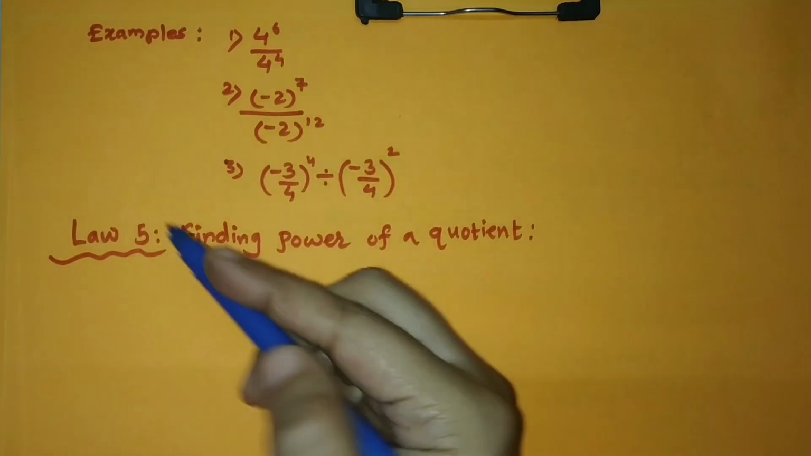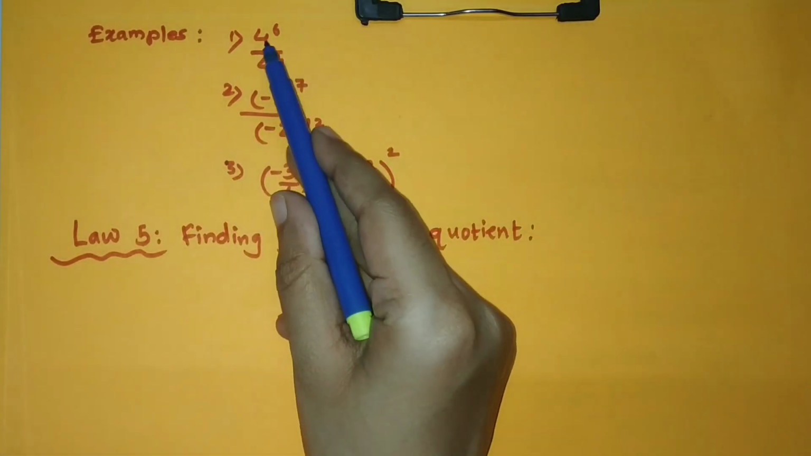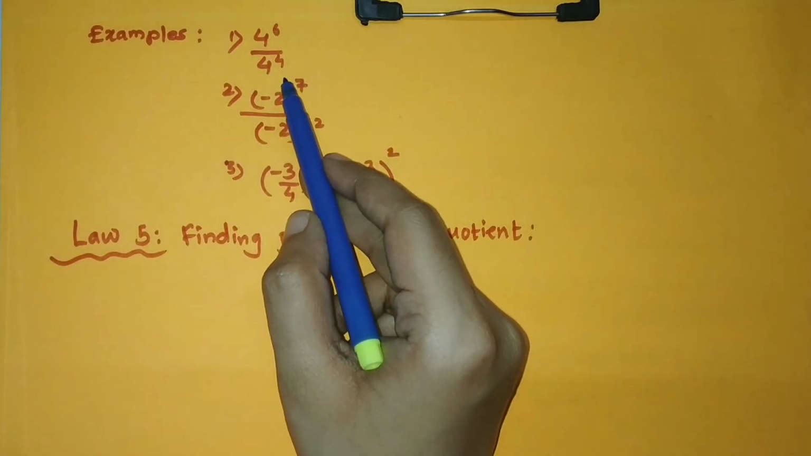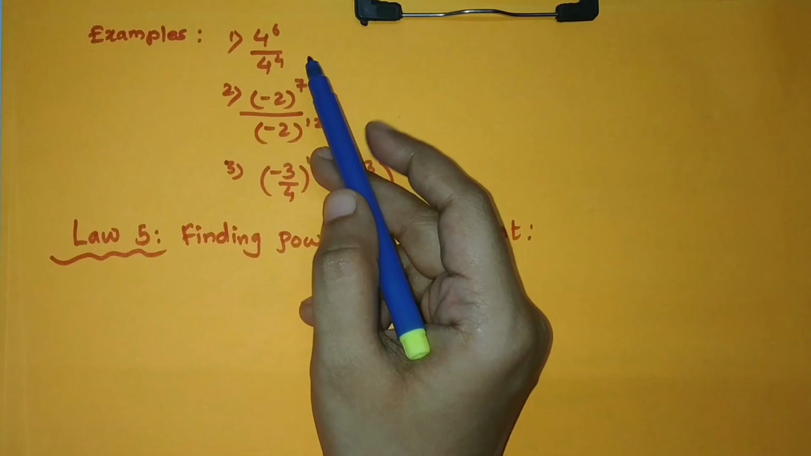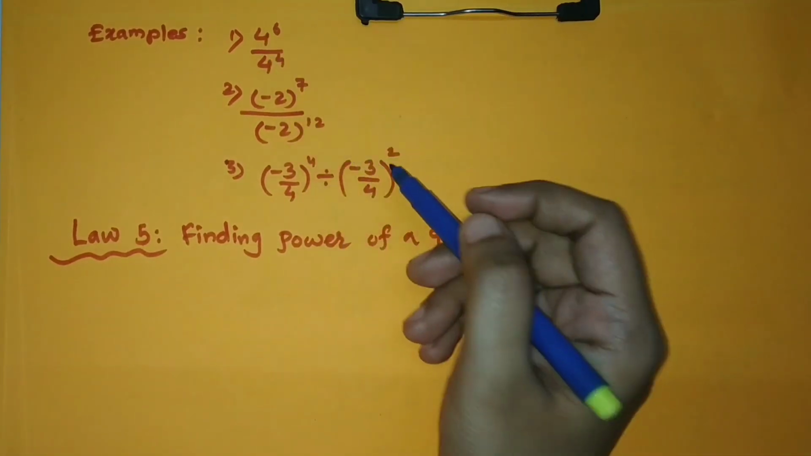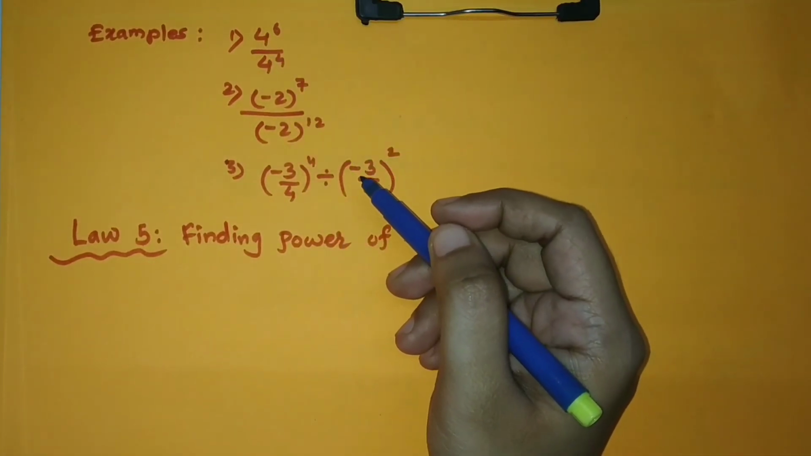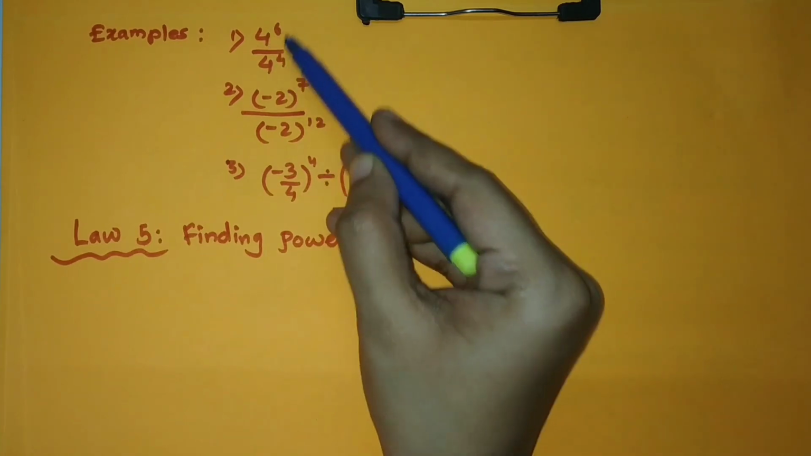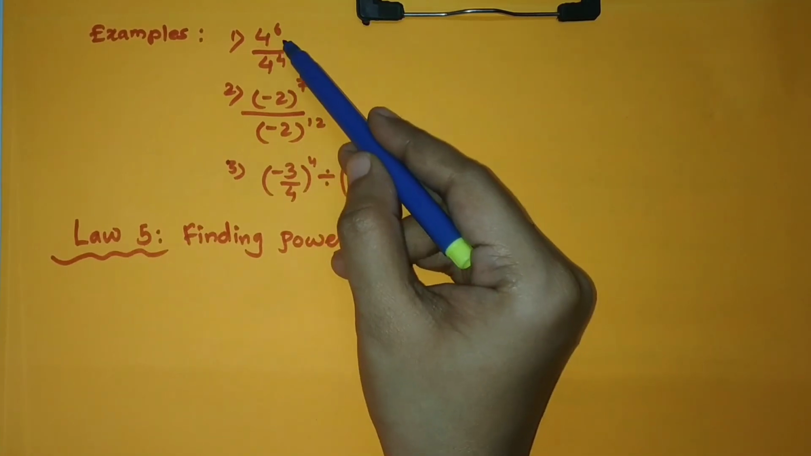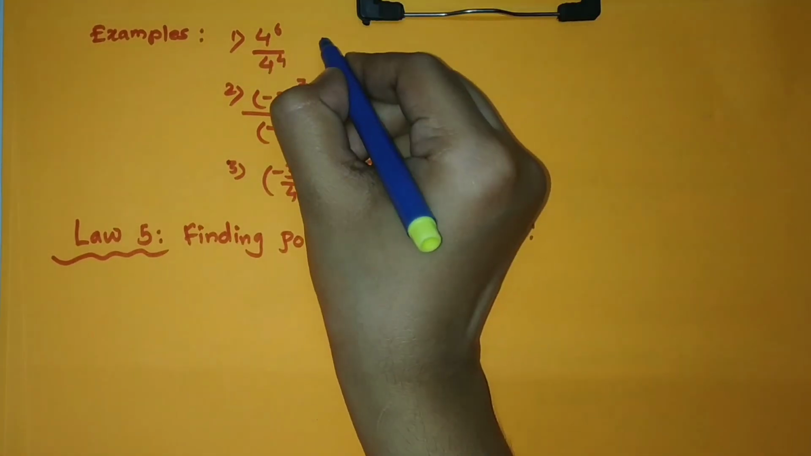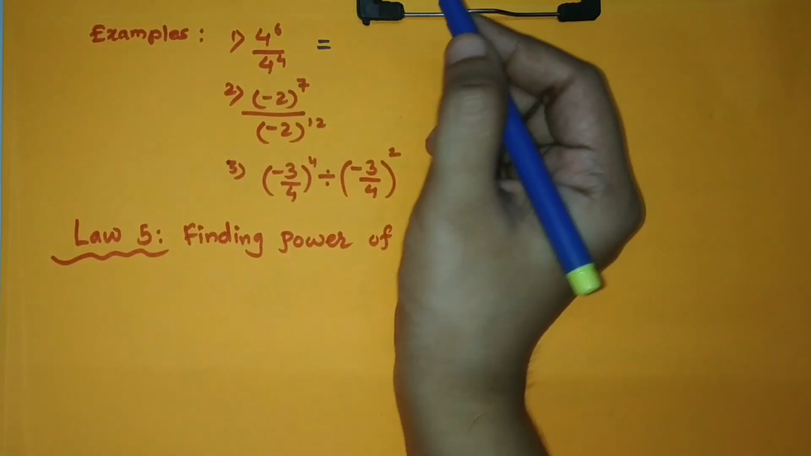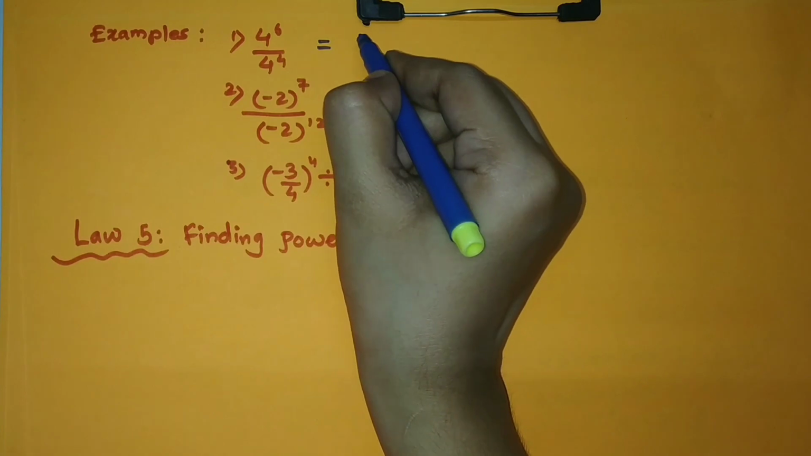So friends, now we'll go for some examples. Here we are having 4 to the power 6 divided by 4 to the power 4. Here the same number is there, 4 is the factor, so we can go for the law, that is finding the quotient of powers of the same number. Here the same factor is 4, so by using this law 4, you can go for it.